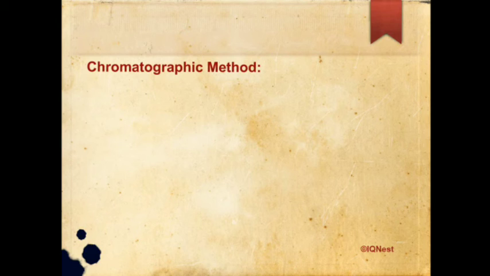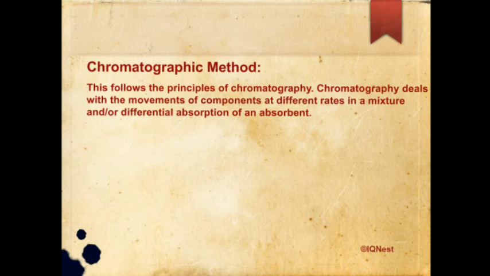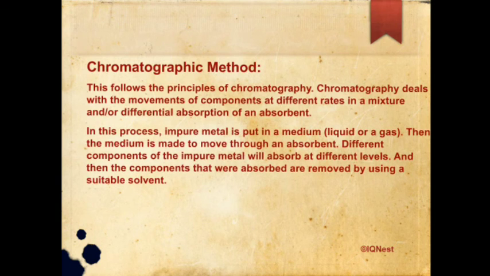Now we will be seeing another refining method, that is the chromatographic method. So what is the chromatographic method? This uses the principle of chromatography. Chromatography deals with the movement of components of a mixture at different rates, or differential adsorption on an adsorbent. In this process, an impure metal is put in a medium, that is liquid or gas, and then the medium is made to move through an adsorbent. Different components of the impure metal will be adsorbed at different levels, and then the adsorbed components are removed by using a suitable solvent. So that is the chromatographic method.